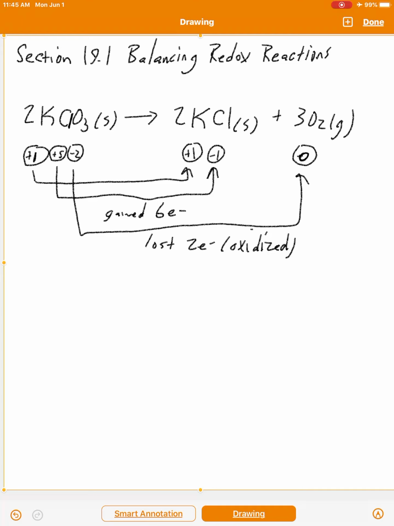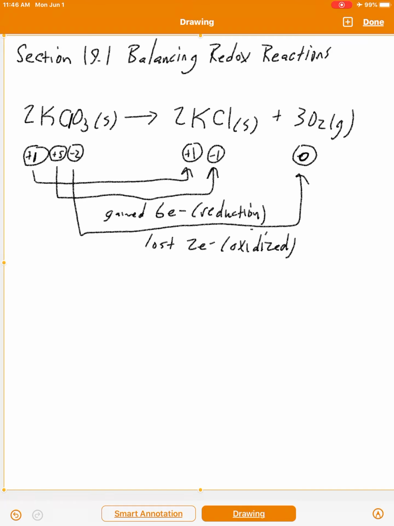Loss of electrons is oxidation, whereas the chlorine gained electrons, that's called reduction. Gaining of electrons is reduction. Remember, OIL RIG, oxidation is loss, reduction is gain. Or LEO the lion goes GER. Loss of electrons is oxidation. Gain of electrons is reduction. LEO, GER. Okay? So that's one particular example.